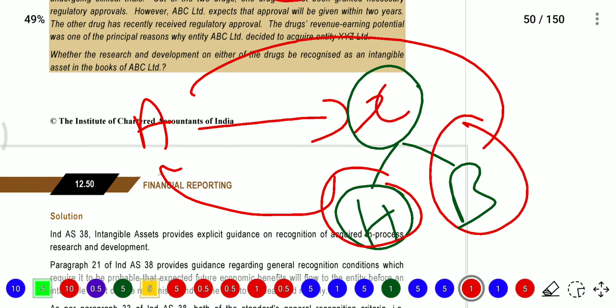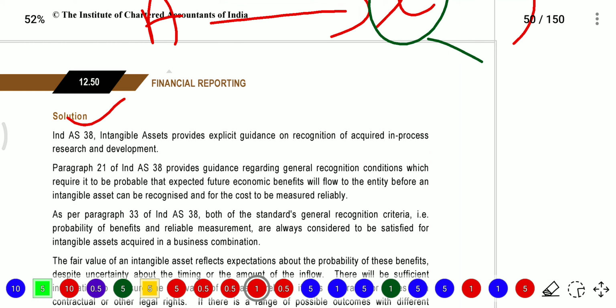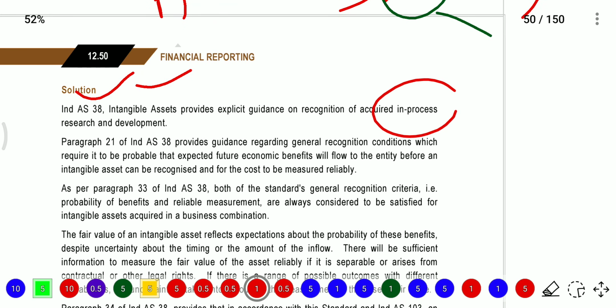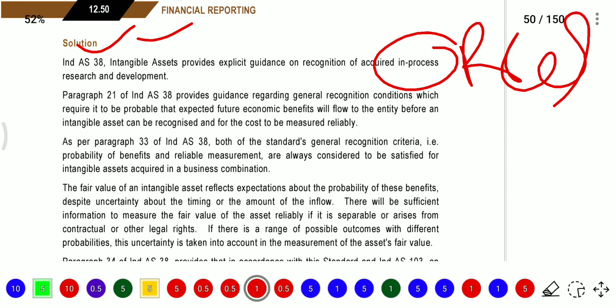Now, whether the research and development on either of the drugs would be recognized as intangible assets in the books of ABC Limited is the question. So, firstly, when you are dealing with Ind AS 38, that is intangible assets, it provides explicit guidance on recognition of acquired in-process R&D. If you have any in-process R&D, Ind AS 38 will provide the guidance.